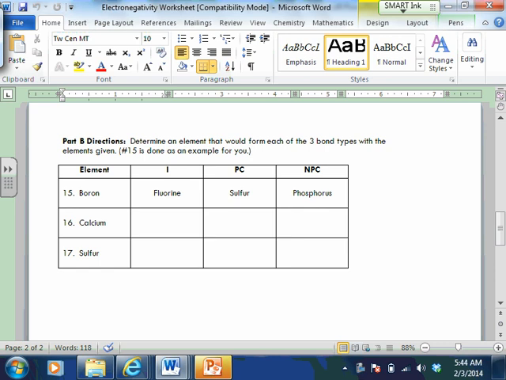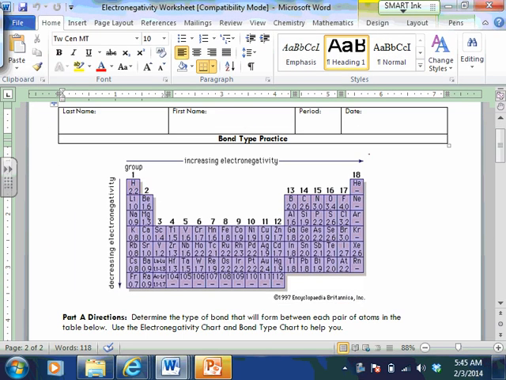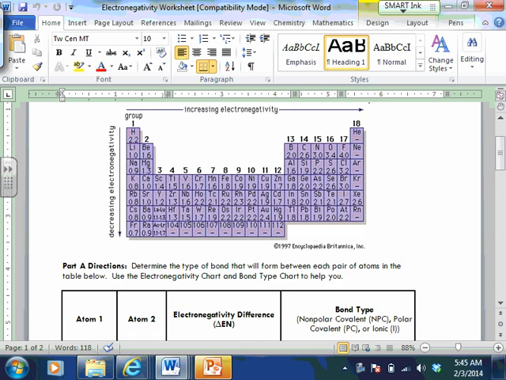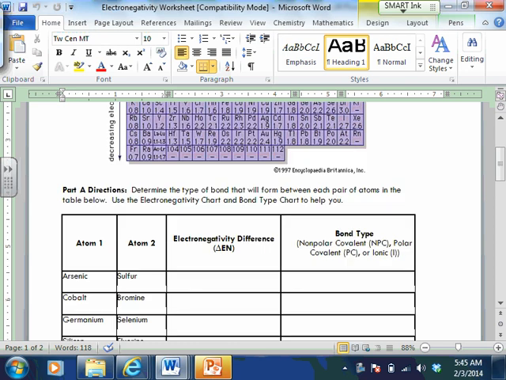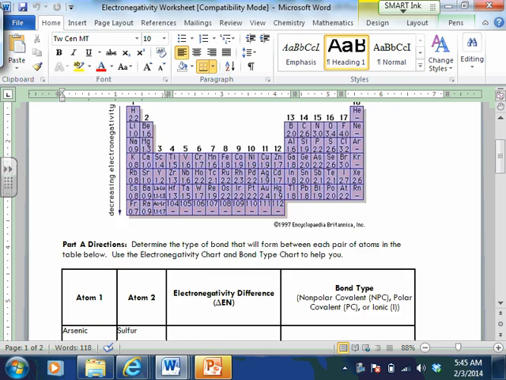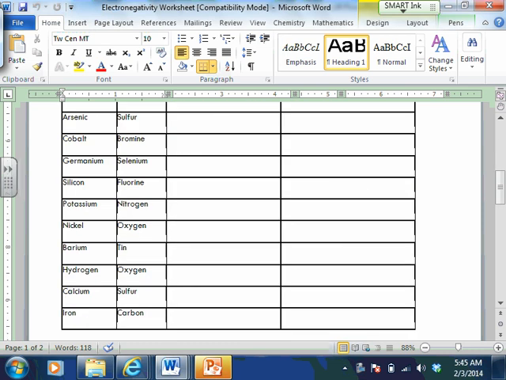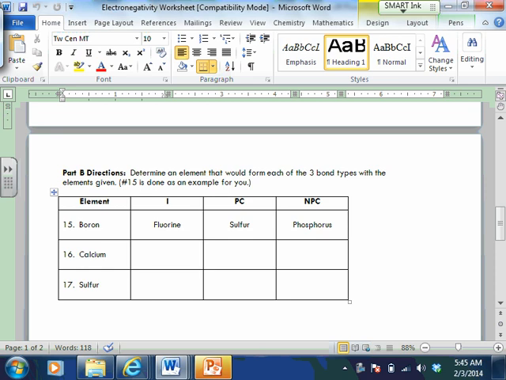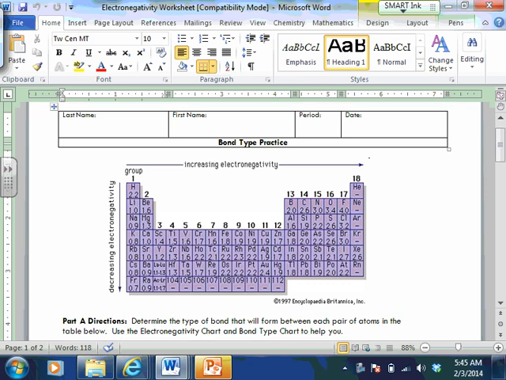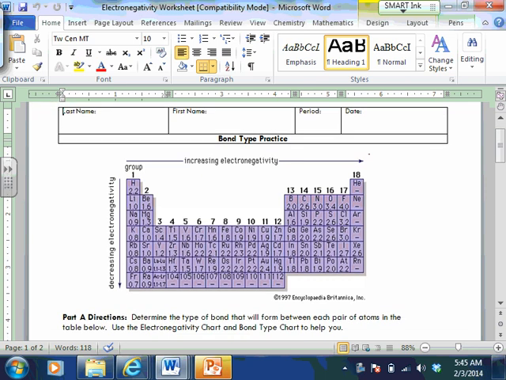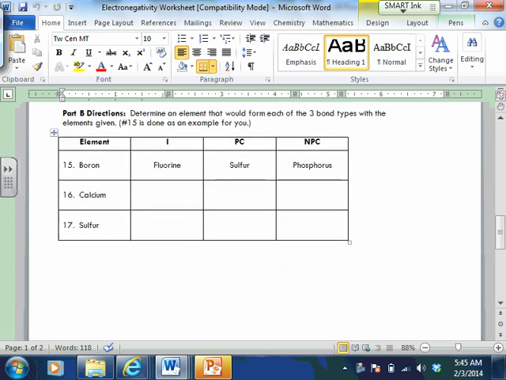Okay. Then we have to figure out an element that would form a polar covalent bond with boron. So you come back to your chart. For polar covalent, we need somewhere in the range of 0.5 to 1.7. So they chose sulfur, I think. Yeah, sulfur. Because sulfur is 2.6, boron's 2.0, so that's a difference of 0.6. So that falls in that range. And then for nonpolar covalent, you need something that's less than 0.5, basically. So boron is 2.0, phosphorus is 2.2. So the difference between those two is 0.2. So that's how they do that.